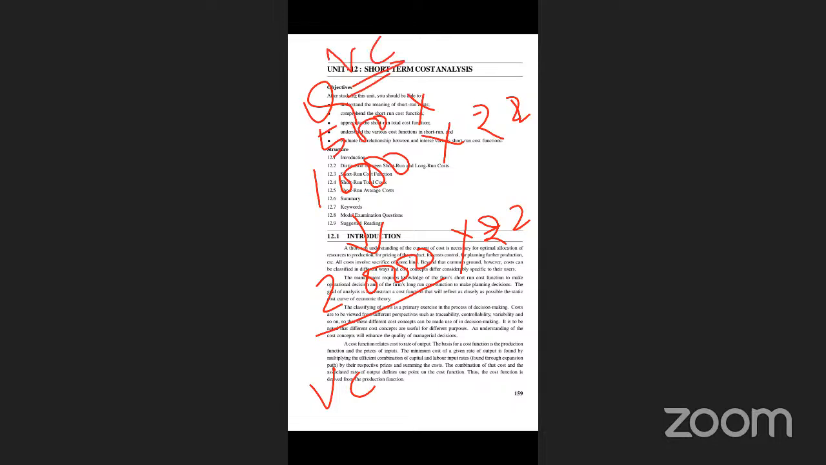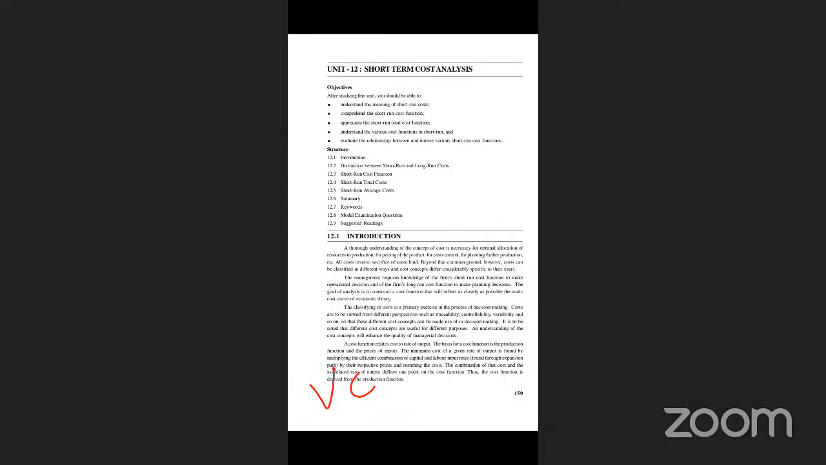In the same line, if you look at the fixed cost, try to understand the fixed cost, whether the quantity is 500, 1000 or 2000.